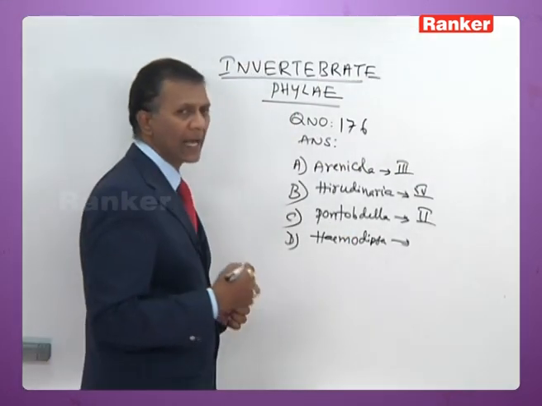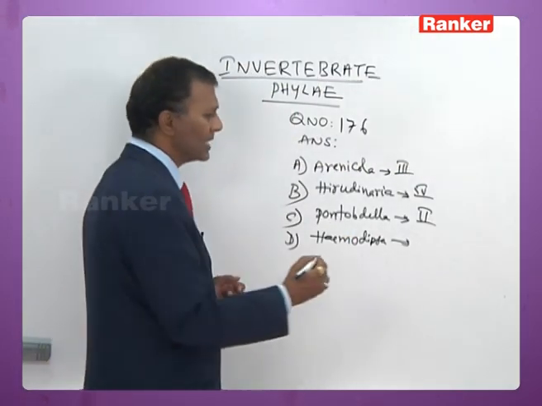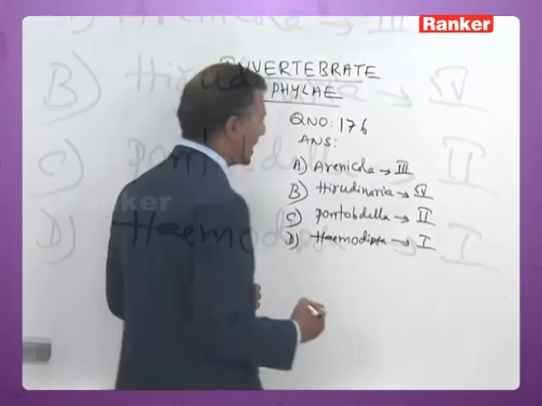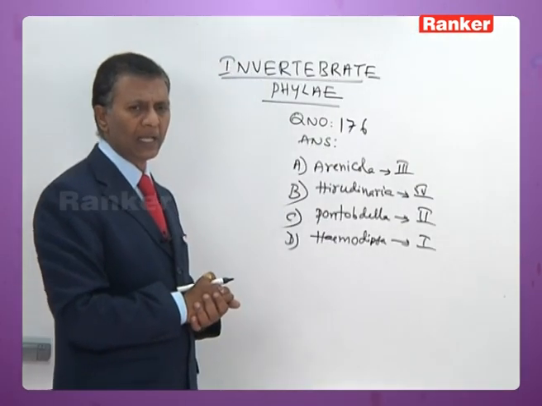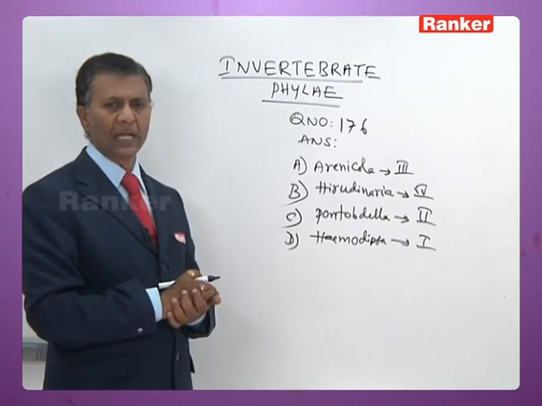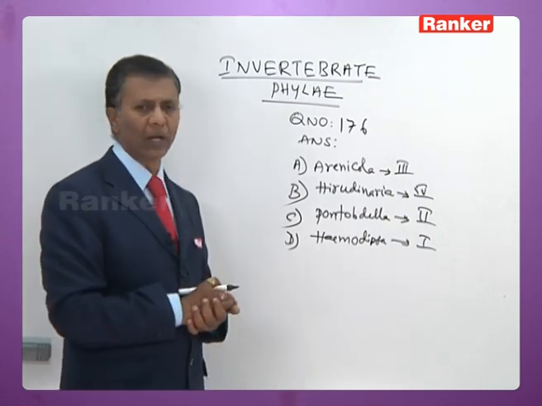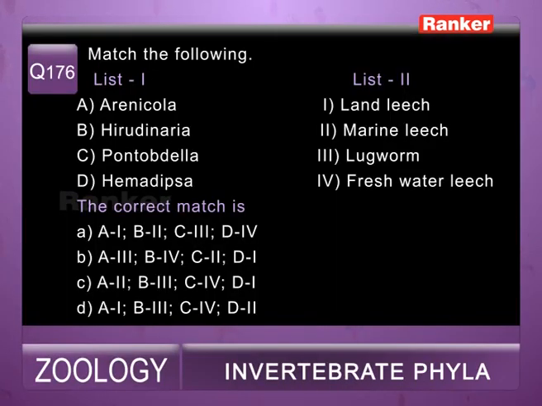Hemodipsa is commonly called land leech. So first option is correct. So the answer is A3, B4, C2 and D1. 176 question correct answer is B.